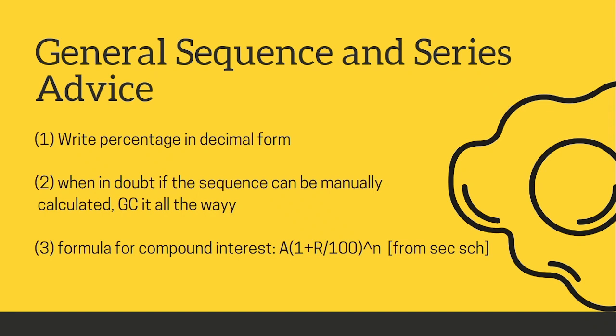Then another thing you may want to remember from your secondary school is the formula for compound interest, where you take your original investment, which is like T, or in this case A, times 1 plus the rate divided by 100, to the power of n, where n is your time period.